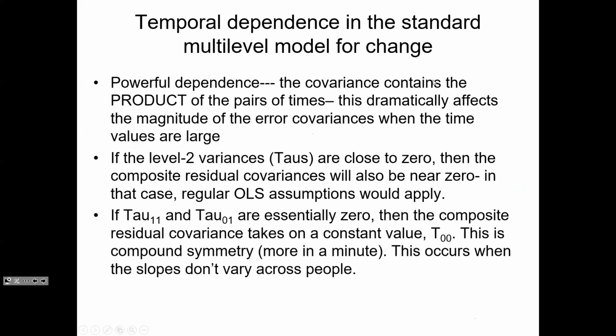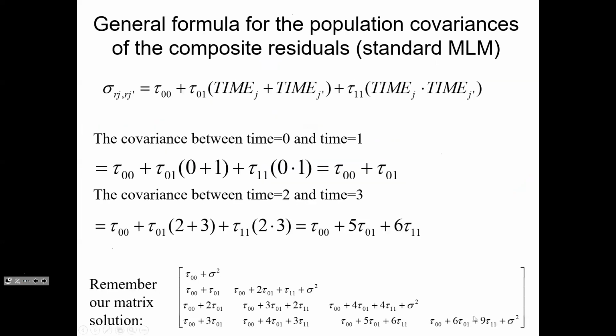So again, just to recap, we can look back at our covariance matrix. The covariance actually contains the product of pairs of times, which is really going to affect the error covariance when the time values are large. Maybe I should go back and point that out. We can see it on our matrix. See how this is blowing up? For example, we've got tau 1, now we've got 4 tau 1, now we've got 9 tau 1. What do you notice? There's totally a pattern here.